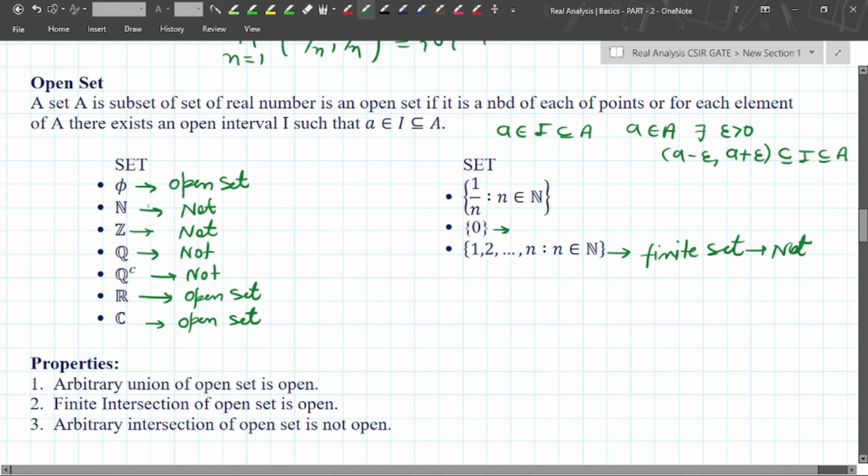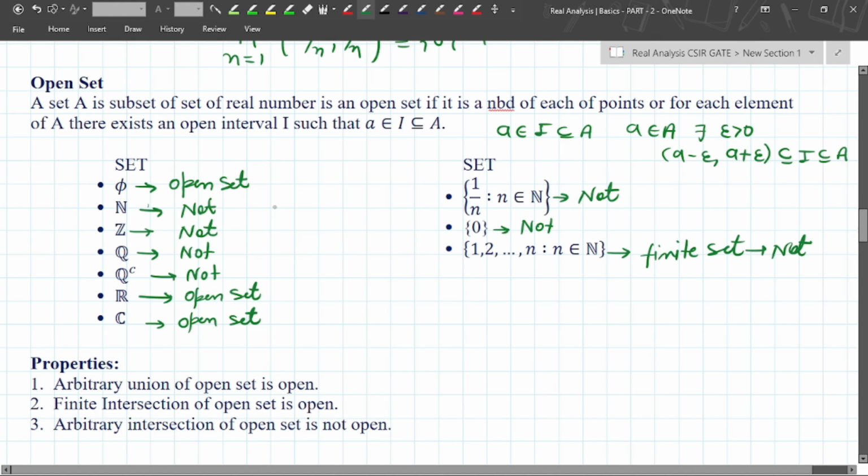A singleton set is also not an open set. If I take 0 minus epsilon to 0 plus epsilon, it will not be contained in this set, so it is not an open set. Let's say the set of 1 by n. Of course, it is not an open set, because between 1 and 1 by 2 there are no other elements of the set. So it is also not an open set. These are examples of open sets.